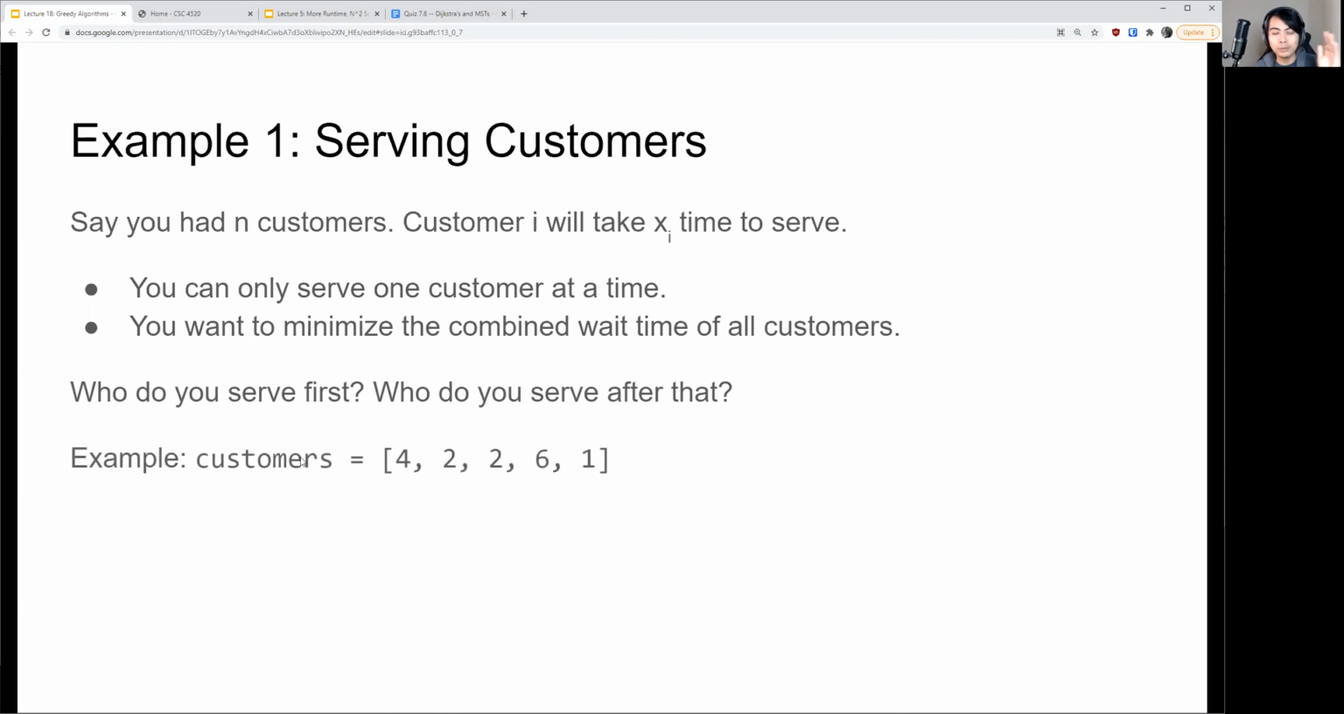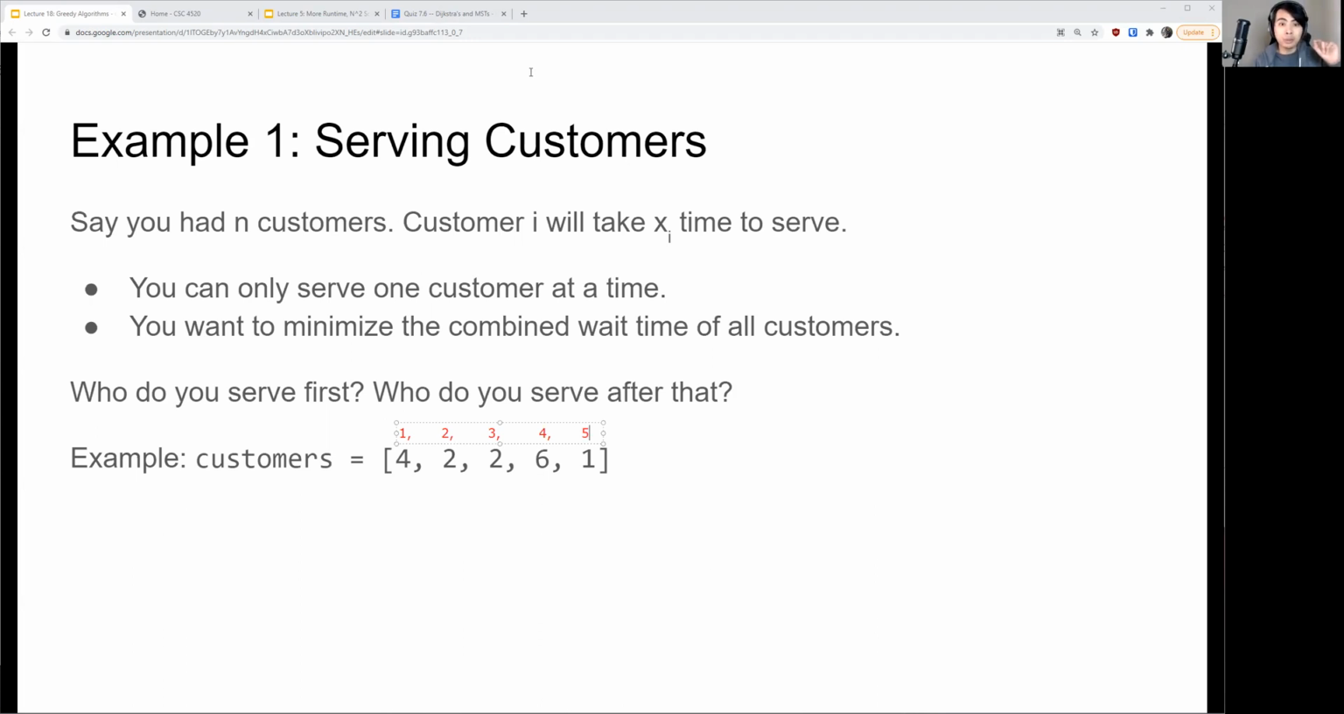So for example, in this case, we have 5 customers here. I'm going to label them 1 through 5. Previously, I tried to zero index and I realized I kept making small, dumb mistakes in lecture. So instead, we're going to index by 1, which makes it easier for me to explain things. So we have customer 1 who has a wait time of 4, customer 2 who has a wait time of 2, customer 3 who has a wait time of 2, customer 4 who has a wait time of 6, and customer 5 who has a wait time of 1.